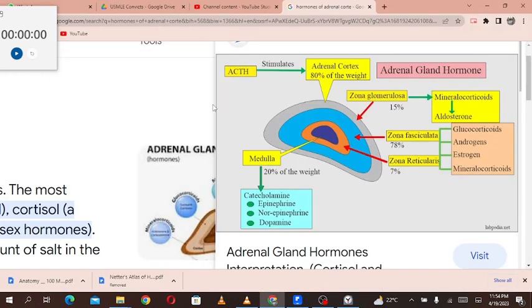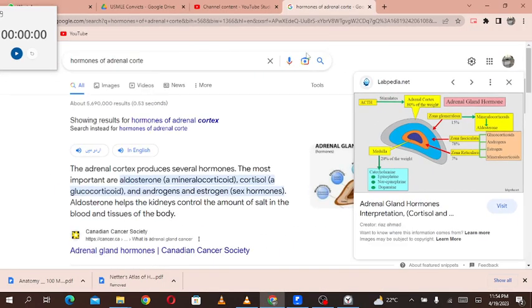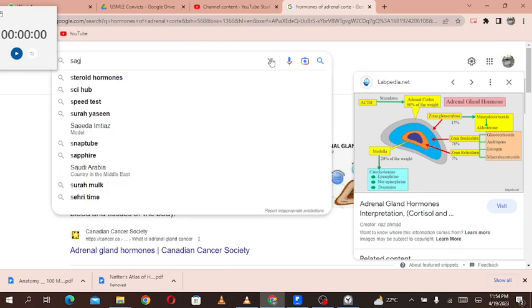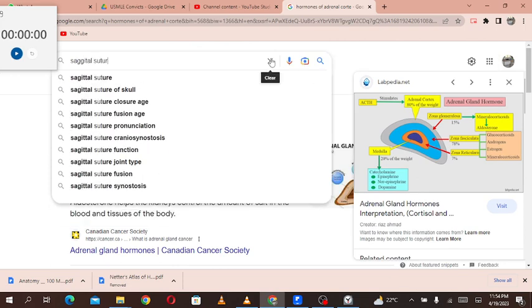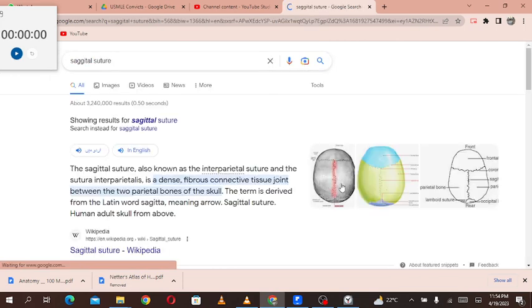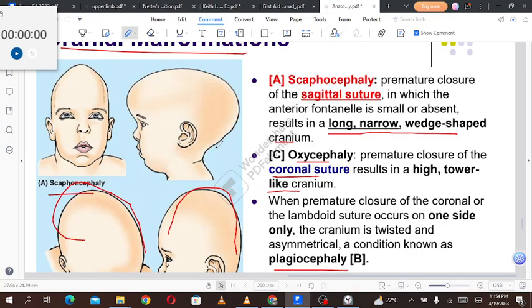What is the sagittal suture? Let's see that. The sagittal suture is this one. If it closes prematurely, the first thing is that there will be absence or a very small anterior fontanelle, and secondly there will be an anteroposteriorly elongated head, which is seen in scaphocephaly, in this picture.